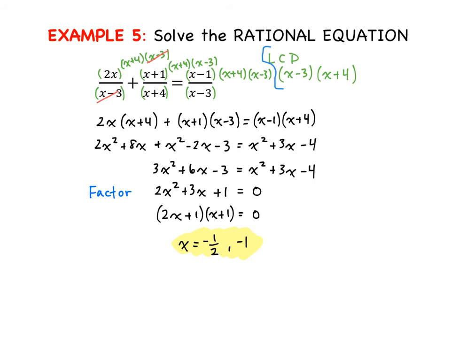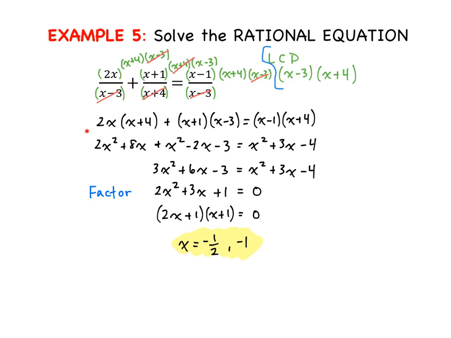In the second term, the x plus 4's cancel, and we're going to be left with x plus 1 times x minus 3. And in the third term, the x minus 3's cancel, and we are going to be left with x minus 1 times x plus 4. All right, so the next steps just are cleaning everything up.